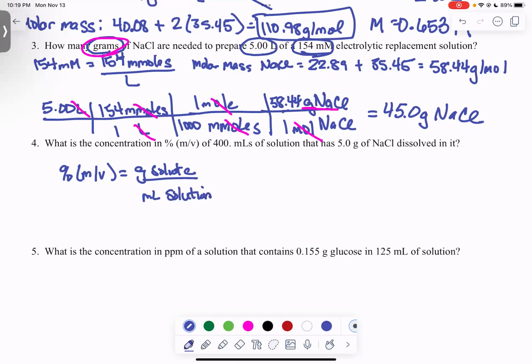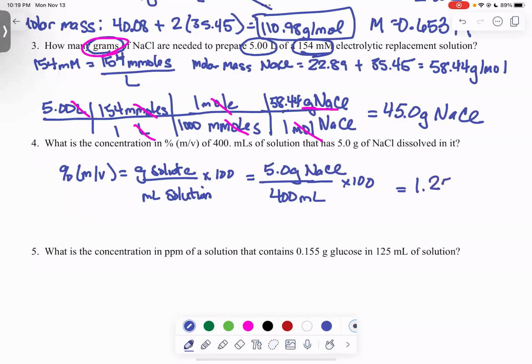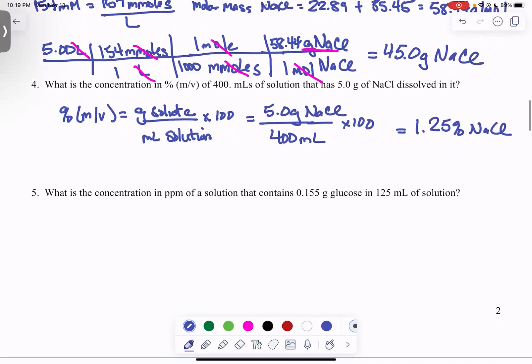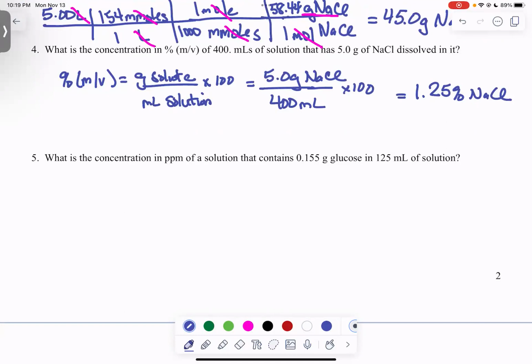So where are we told? Oh, and times 100. So what are we told? We have 5 grams. That's our solute, our NaCl. And then we have 400 milliliters times 100, and that should give you 1.25% NaCl. Okay, so that was just plugging into your formula.